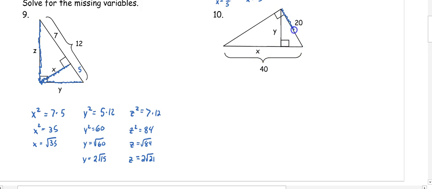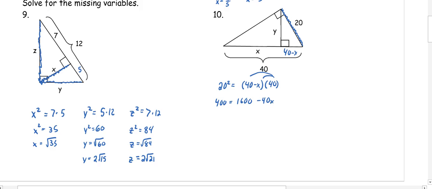So 20 is a segment that's going to the hypotenuse of the biggest triangle, so we would have 20 squared equals the piece closest to 20. If we know the whole length is 40 and part of it is x, it's going to be 40 minus x, so we'd have 40 minus x times the whole length, which is 40. We're going to distribute the 40 and square the 20, so 400 equals 1600 minus 40x.